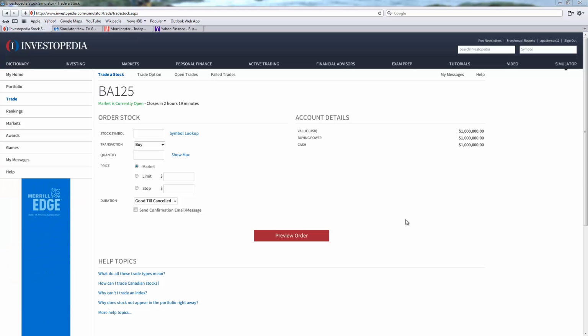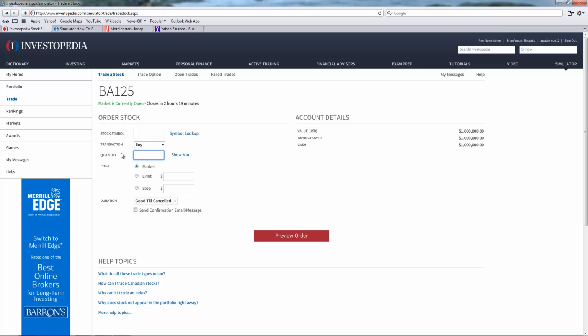Here is the fun part, trading stocks. You'll click on the trade button on the left and you'll see a form like this. Right now I just joined the game, so I have $1 million to trade with. Something to note is a market trade costs $20 every trade. Now if I buy 100 shares of a stock, that's only one fee of $20.